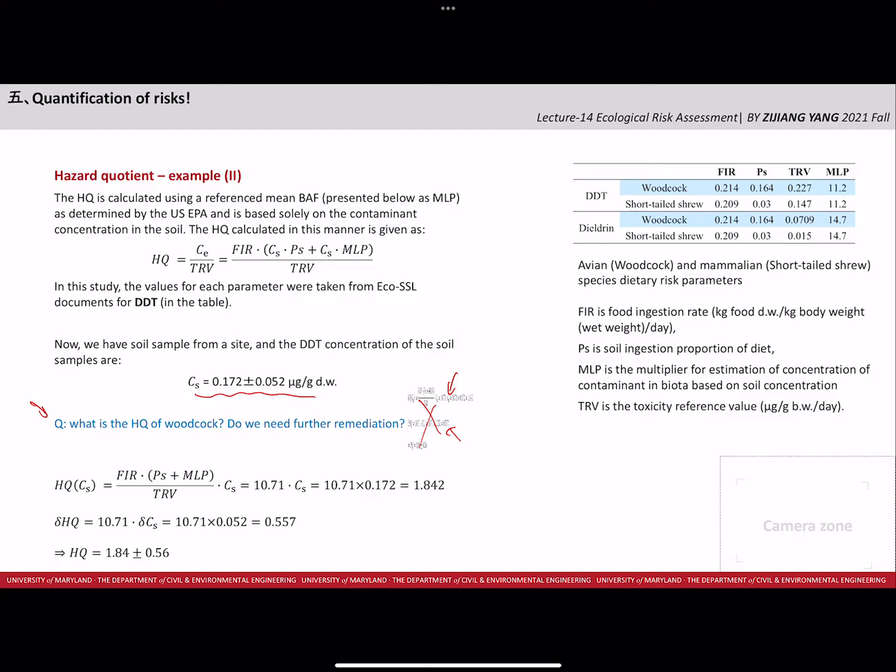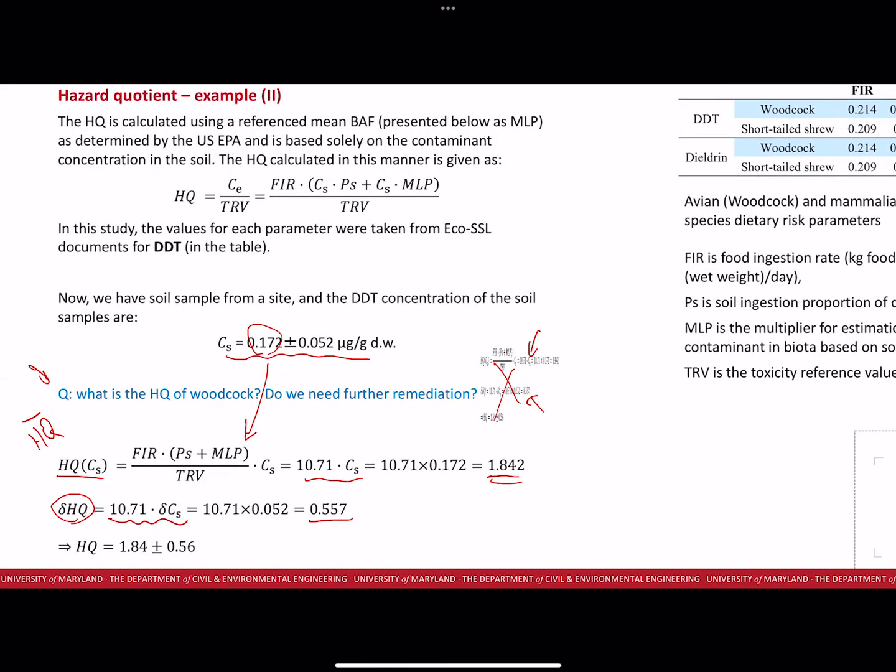Again, we can use the error propagation equations to solve this problem. At first, when we estimate the mean of HQ, we just plug in the mean of CS into this equation, and finally we can get the same result. And for the errors or uncertainties of HQ, because we can separate the variables, we can use the error propagation equation to calculate the uncertainty, delta HQ. And finally, the HQ can be expressed like this. We can see we have some uncertainties here.